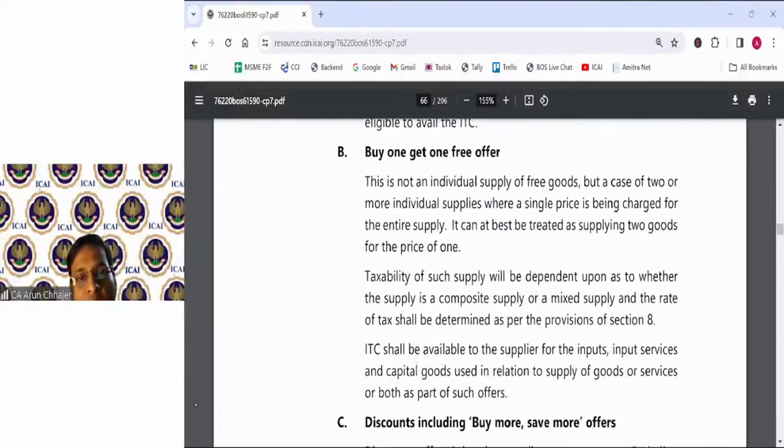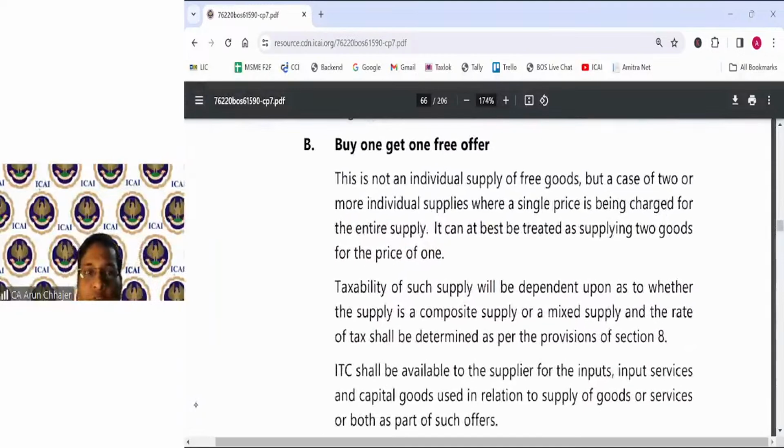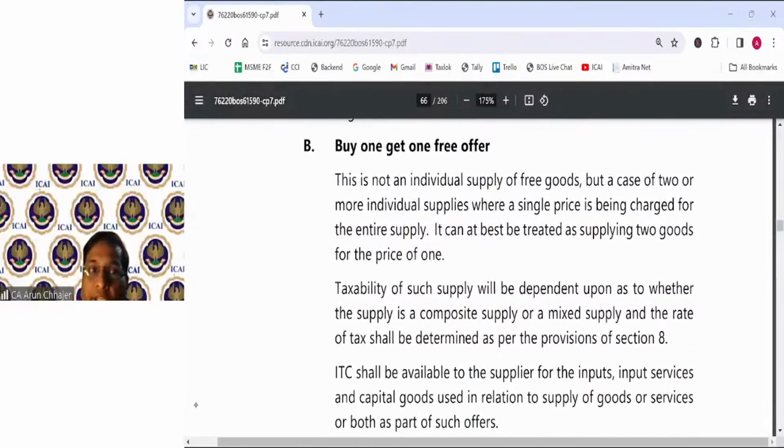Now I am moving to the buy one, get one free offer. We are talking about the same circular. In the same circular, the second point is the buy one, get one free offer. Correct? So it will be taxable and therefore ITC would be available.